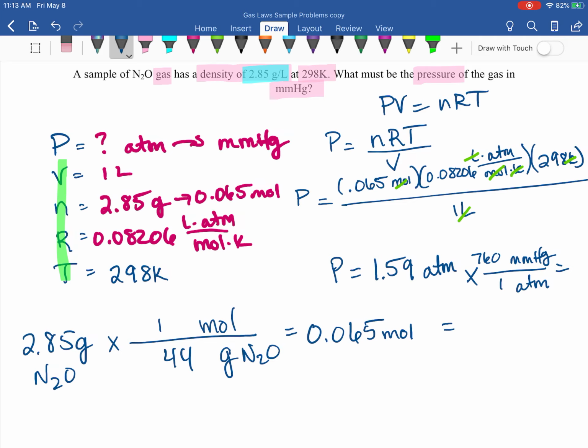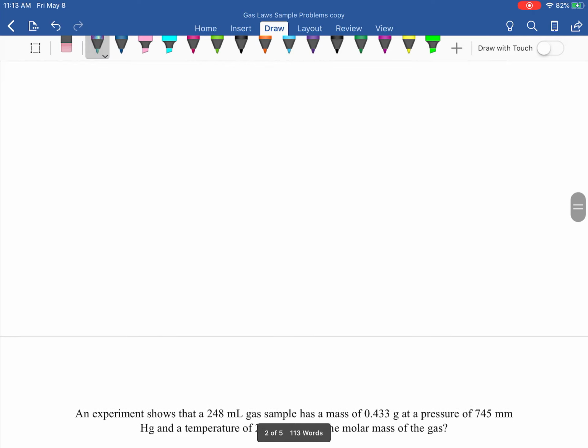And I get 1208.4 millimeters of mercury. Okay, I love it. So let's put a sparkle pen on that one. Done. Okay, brilliant. All right, let's do another one.